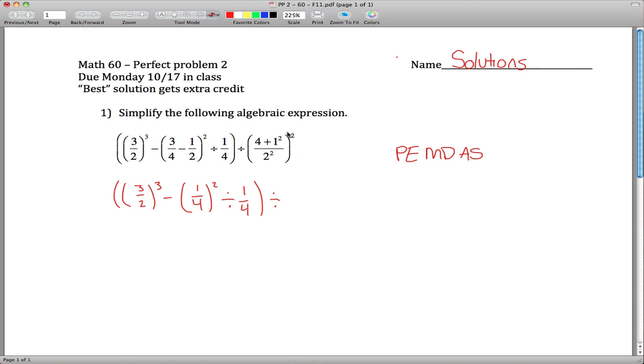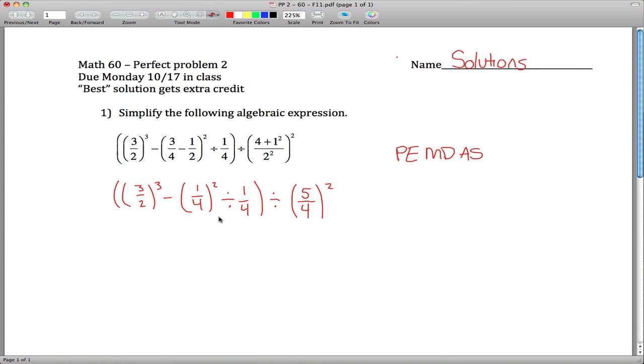Let's see, and then when we get over here, we want to take care of this set of parentheses right here. On the inside here, we got 4 plus 1 squared. The order of operations on the inside there, it's the 1 that we want to square, it stays at 1, and then you add 4 to get 5. Then on the bottom here, 2 squared is 4. So by taking care of everything we can inside parentheses, we get to here.